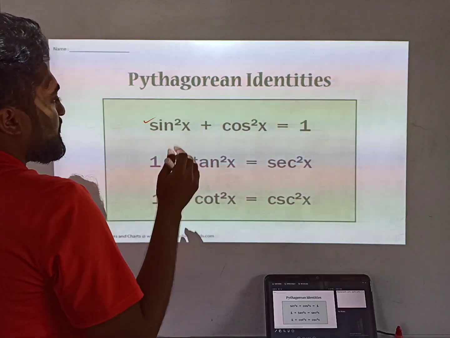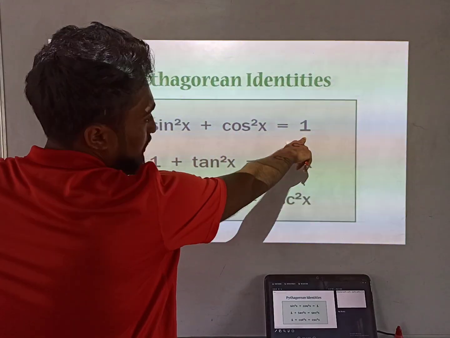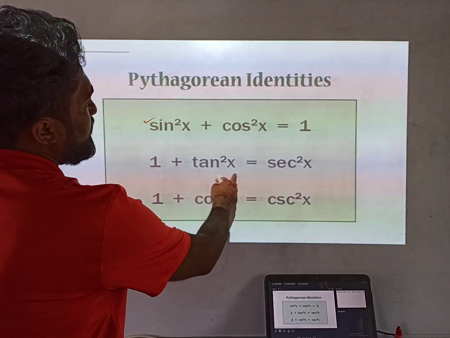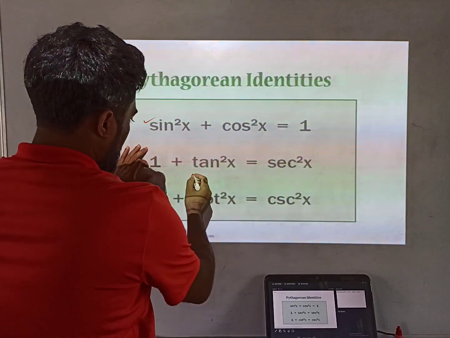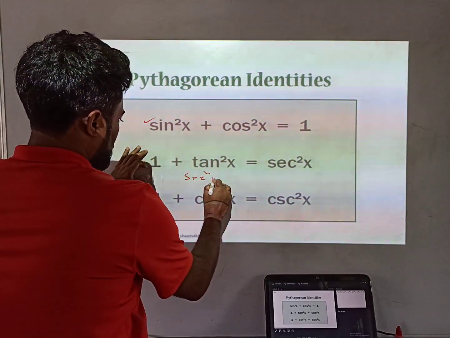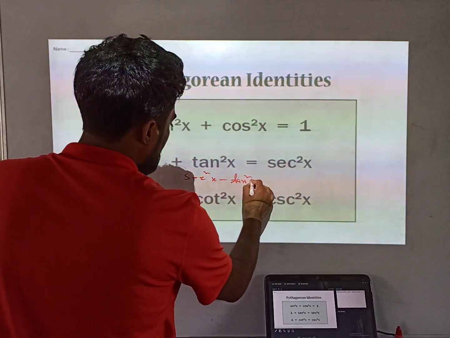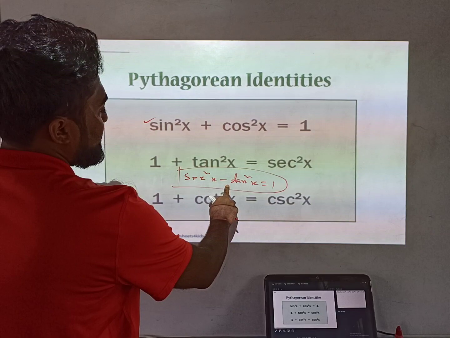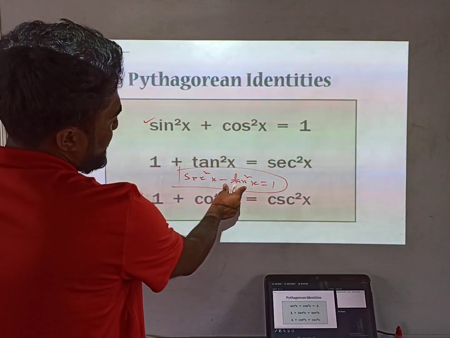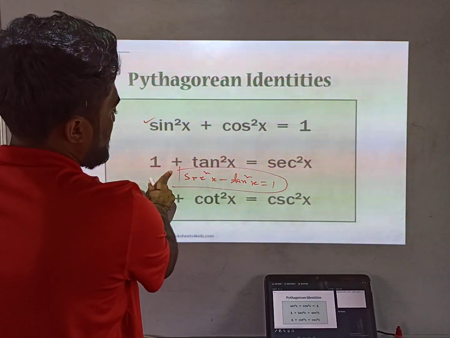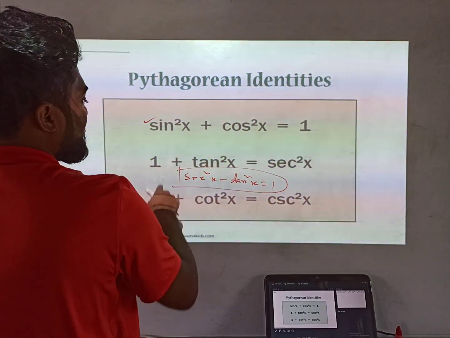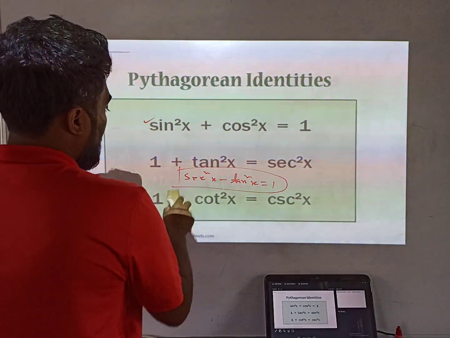You remember, sin square plus cos square equals 1, as I discussed in my earlier videos. And 1 plus tan square, actually this was sec square x minus tan square x equals 1. From that, if I keep this minus tan square to that side, it will be 1 plus tan square. So sec square equals 1 plus tan square when I keep this minus to that side. Okay, the same thing is written here. Don't panic, the same thing.